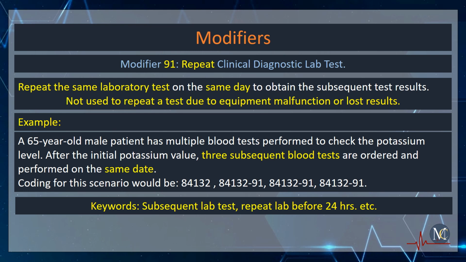Let's take an example. A 65-year-old male patient has multiple blood tests performed to check the potassium level. After the initial potassium level, 3 subsequent blood tests are ordered and performed on the same date. Coding for this scenario would be CPT codes equal to the number of tests along with the 91 modifier with the subsequent tests. The common keywords used in CPT to apply modifier 91 are subsequent lab test or repeat lab test before 24 hours.